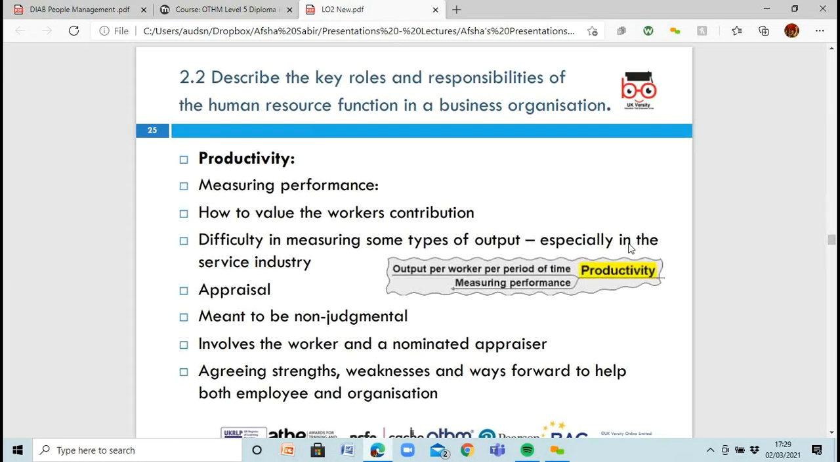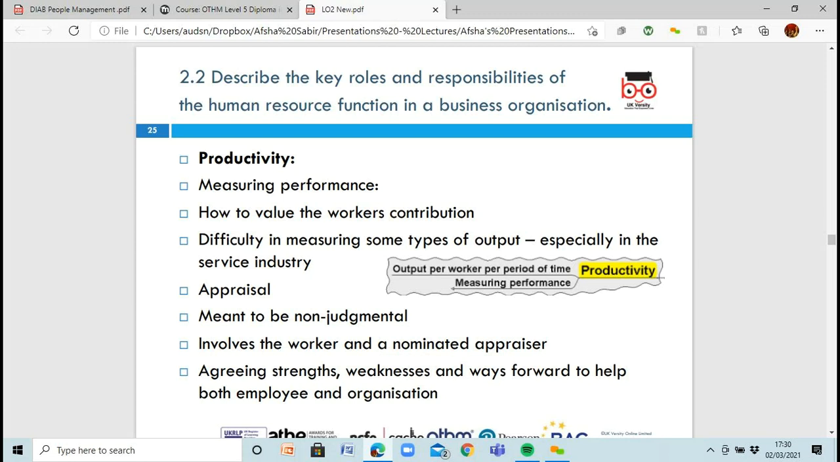And then productivity. So this is your output, and this is how you measure your performance. So you've got to look at how you value the contribution that your workers actually put in. It can be really awkward and difficult to measure every type of output. Especially if you're in the service industry, if you're working in a restaurant and you need to be serving 10 to 15 customers per 20 minutes, you can't really control that because maybe there's not that amount of people that are coming into the restaurant at that moment. Or if you're working in a shop, maybe there's not that many customers coming in.